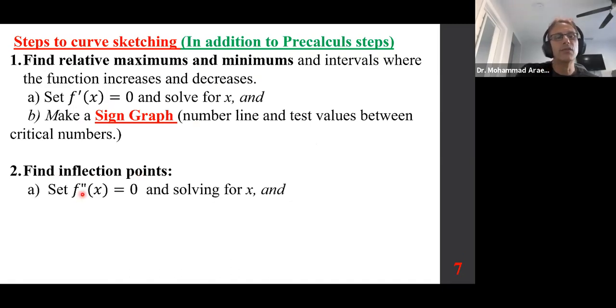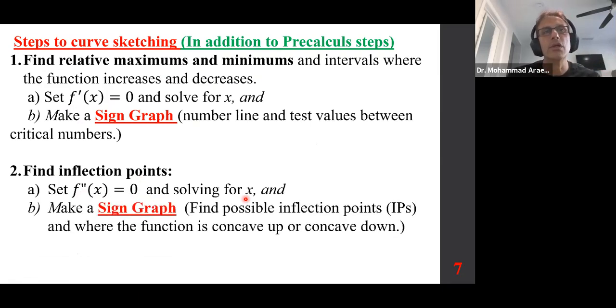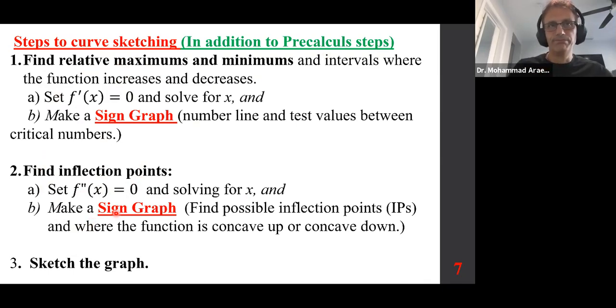How? We set f double prime equal to 0, or where it doesn't exist, and we do the sign graph on that. Finally, the pre-calculus steps and the calculus steps, we put them all together, come up with the graph. It's that simple, everybody. Okay.